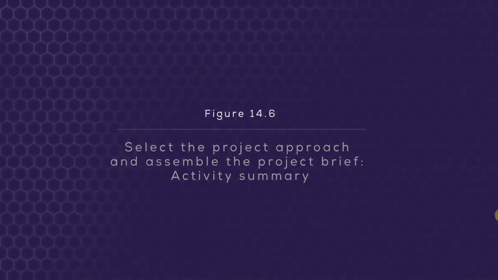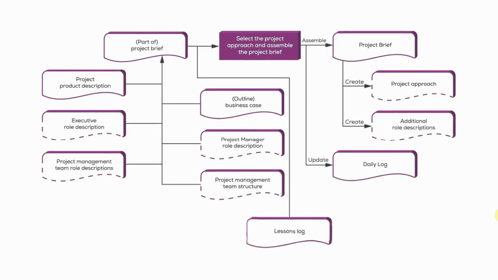The next activity is select the project approach and assemble the project brief. Now, looking at figure 14.6 here, you'll notice that this is getting a little bit more robust. There's a little bit more content here on the left-hand side. Let's make some sense of exactly what's here before we look at the recommended actions. So what that's telling us is that the project brief is partly assembled. To date, or so far, we know that we've got the executive's role description, the project manager's role description, we've got the rest of the team's role descriptions, and we've got the project management team structure, the organogram. That came from our first couple of activities. In our most recent activity, we added the outline business case as well as the project product description.